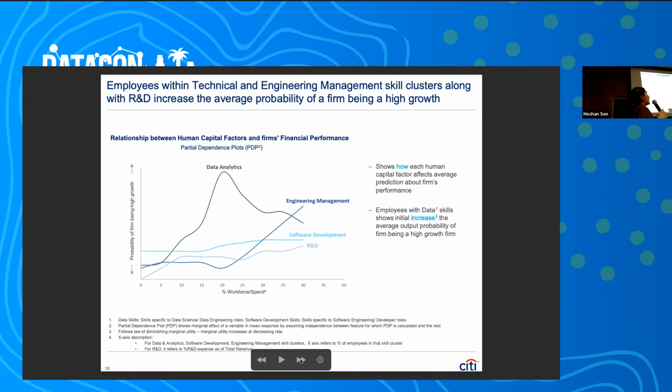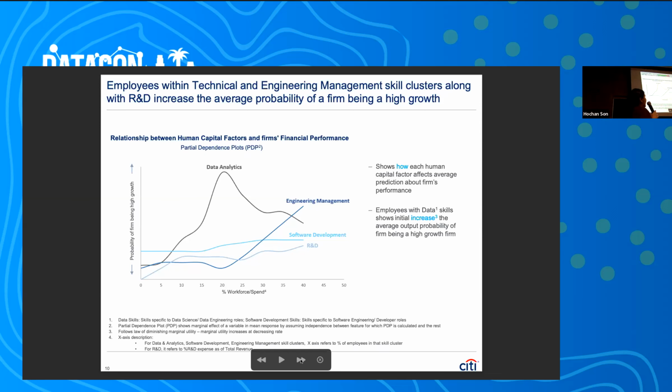It will tell us how a model is taking the decision that it takes. And this again comes really handy when you have to explain this to a key stakeholder, because you can't just use technical jargon, you have to simplify it in a way that every audience can understand it. Now you can see in this plot on the x-axis, we have the percentage of workforce for data analytics, engineering management, software development, and percentage of R&D spend for R&D. And on the y-axis, we have the probability of a firm being a high growth firm.